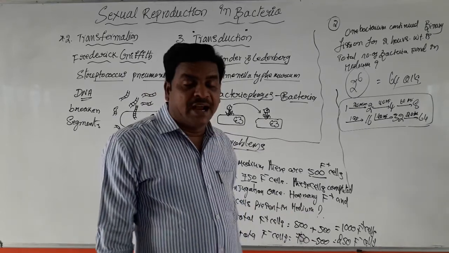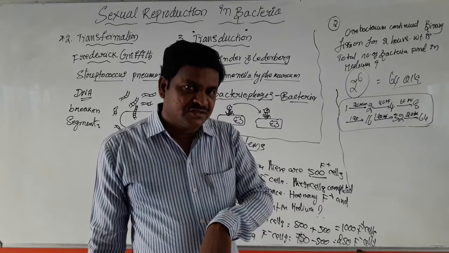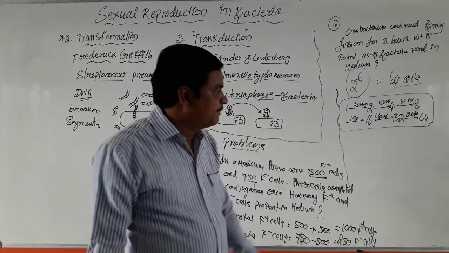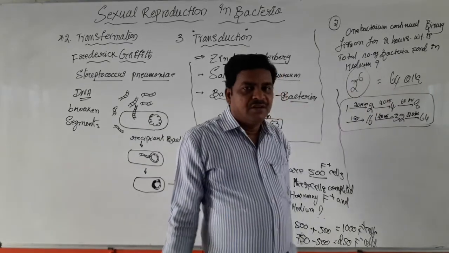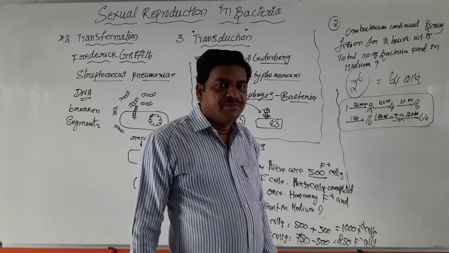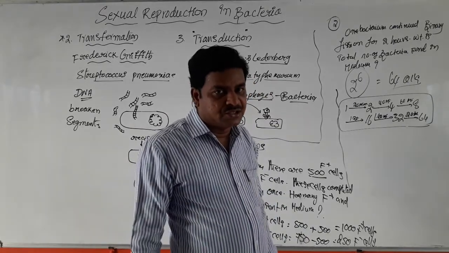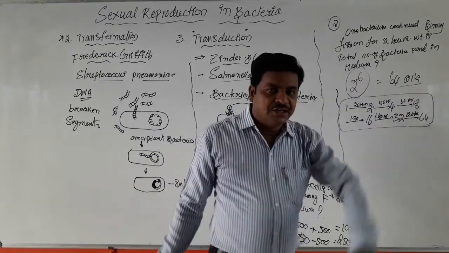For example, if one bacterium continues binary fission for 2 hours 20 minutes, how many cells are formed in this 2 hours 20 minutes? In 2 hours, 2 power 6, 64. In the extra 20 minutes, they complete one more binary fission. That is 2 power 7, which is equal to 128.